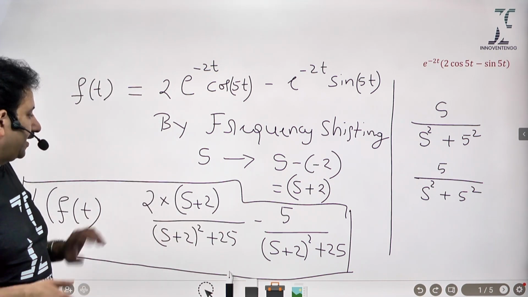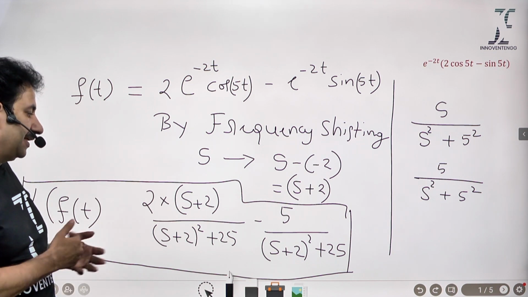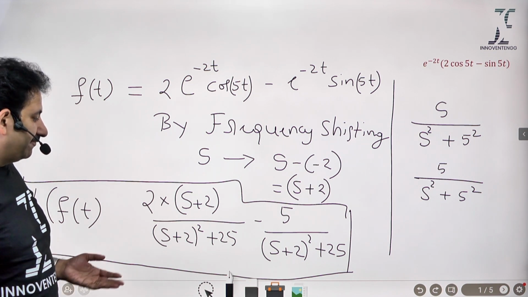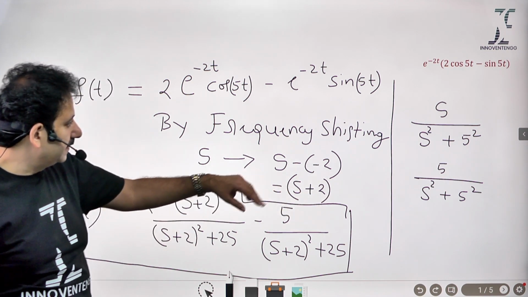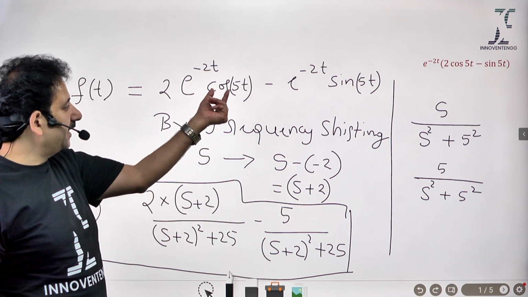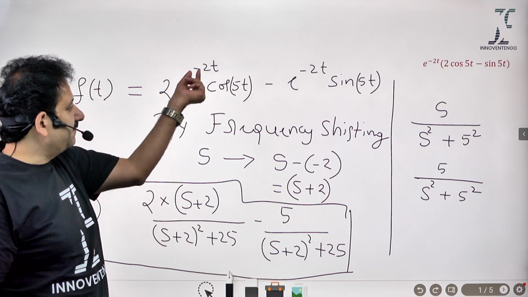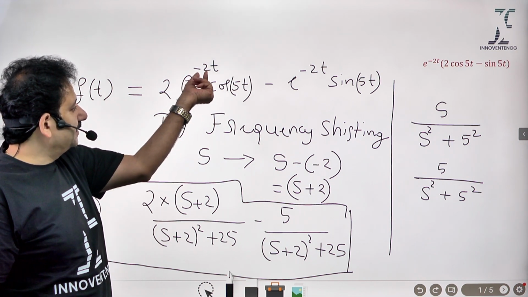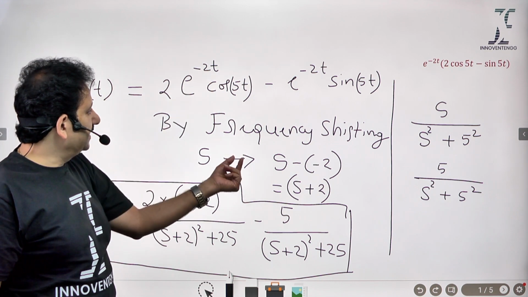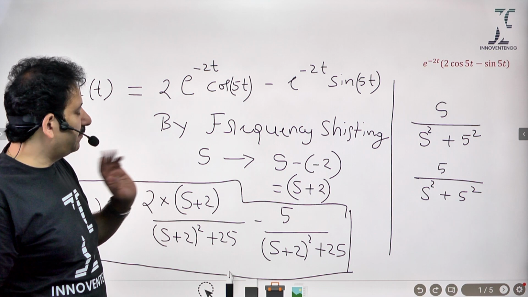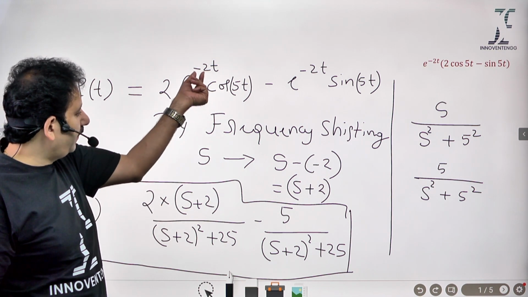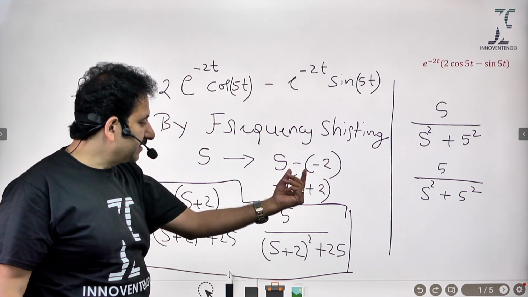So no mathematical juggleries required here. Very straightforward. All that I did is frequency shifting. Remember, whenever you are multiplying a function by an exponential, if the exponential term has a negative coefficient, s is going to be replaced by s plus 2. I'm talking about negative, actual positive damping. And if it has plus, s is going to be replaced by s minus 2.